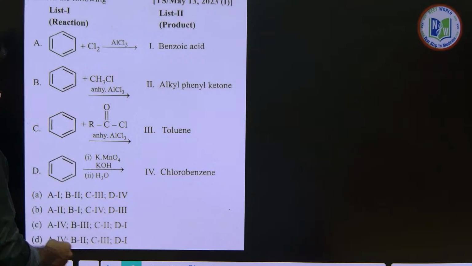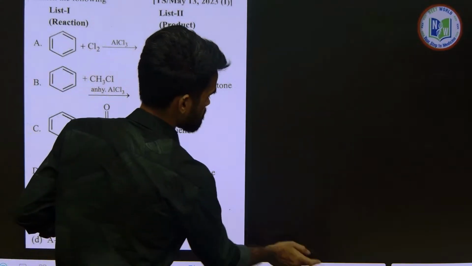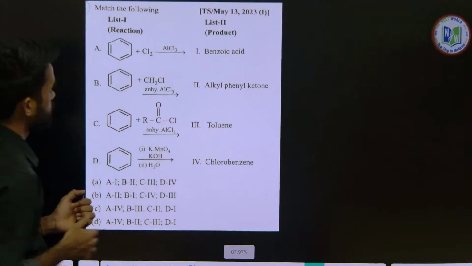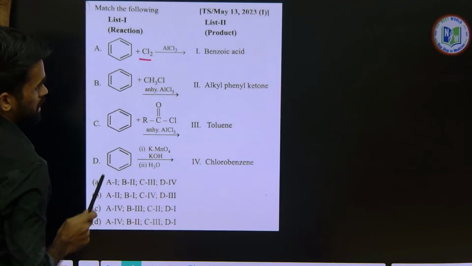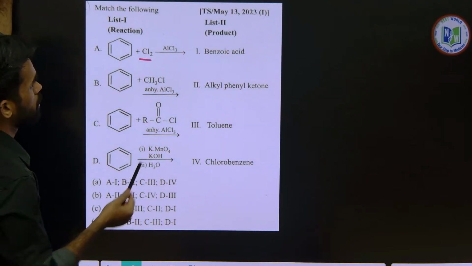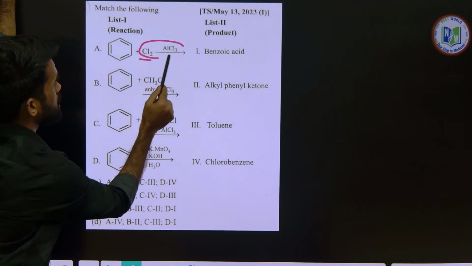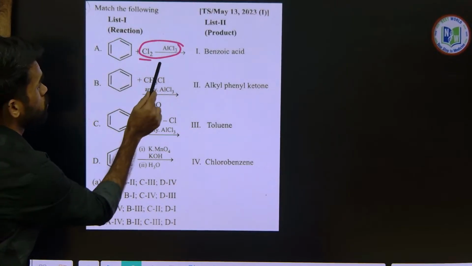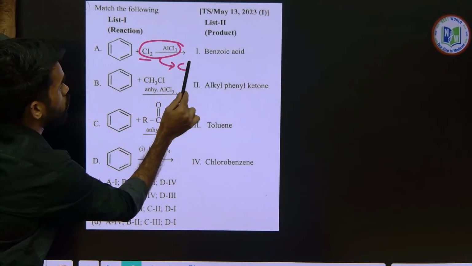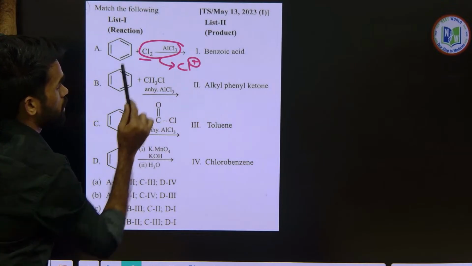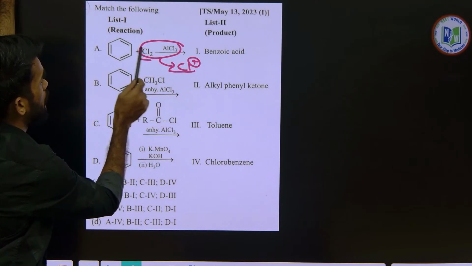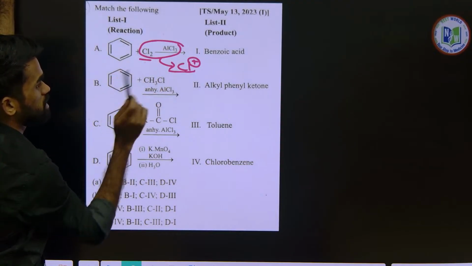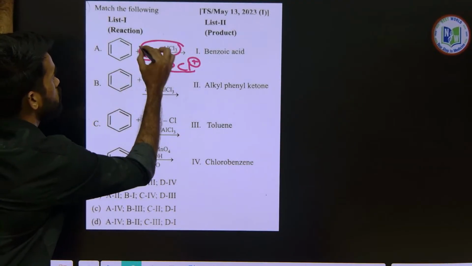Can you match this list 1 and list 2? See, benzene treating with chlorine forms some product. What is that product? Simple, just AlCl3 and chlorine is there now. So it will generate an electrophile like chlorine cation. Okay, so this is an electrophile now. This electrophile will be added to our benzene, like electrophilic substitution takes place and gives chlorobenzene.